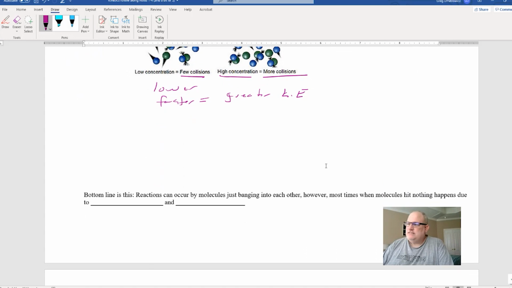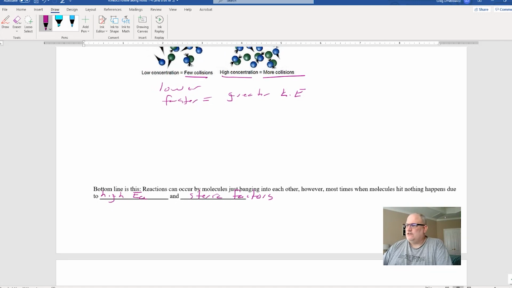Bottom line is this. Reactions can occur just by molecules banging into each other. However, most of the time when molecules hit, nothing happens due to high activation energies and steric factors. Okay, so where does that leave us then exactly? Well, let's take a look here.